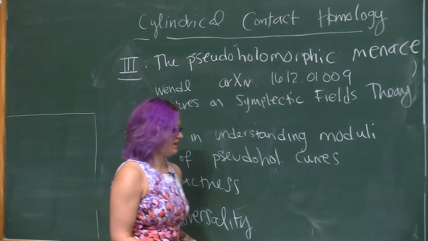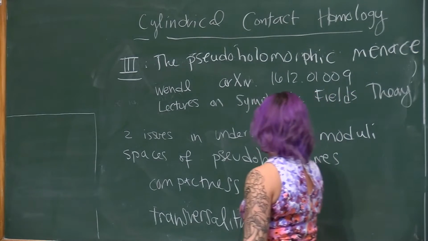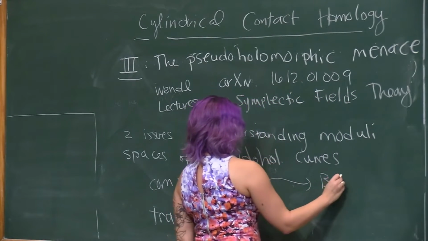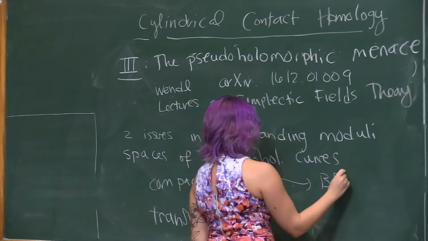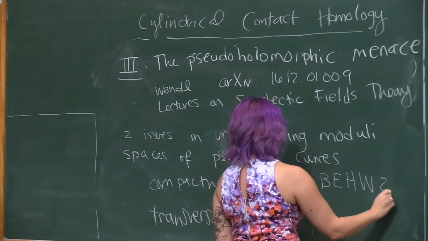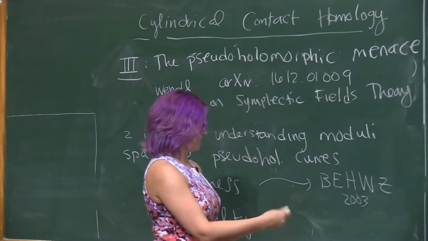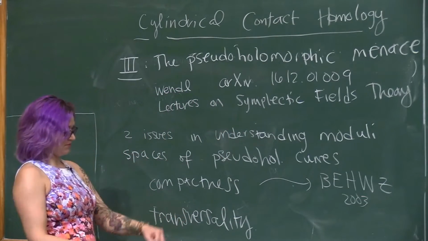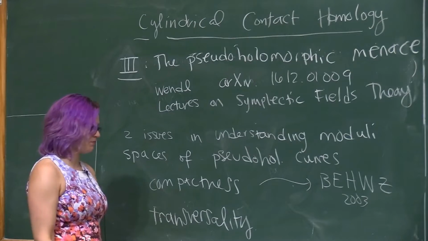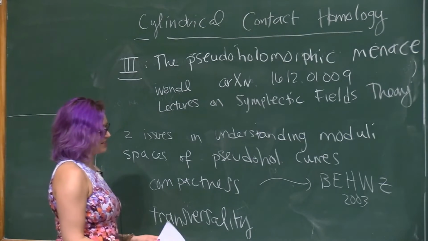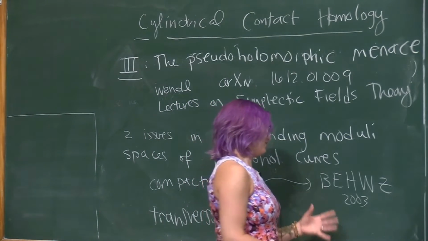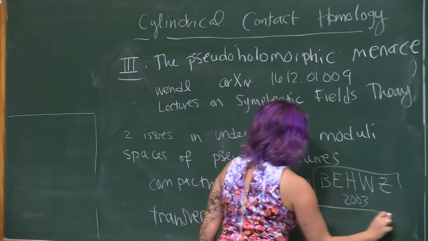Compactness, I'll say a few words about. So compactness comes from a paper by Bourgeois, Eliashberg, Hofer, Wysocki, and Zehnder from 2003, which is covered in these pictures of pants, and pants with holes and punctures in them, and it gets pretty awful.